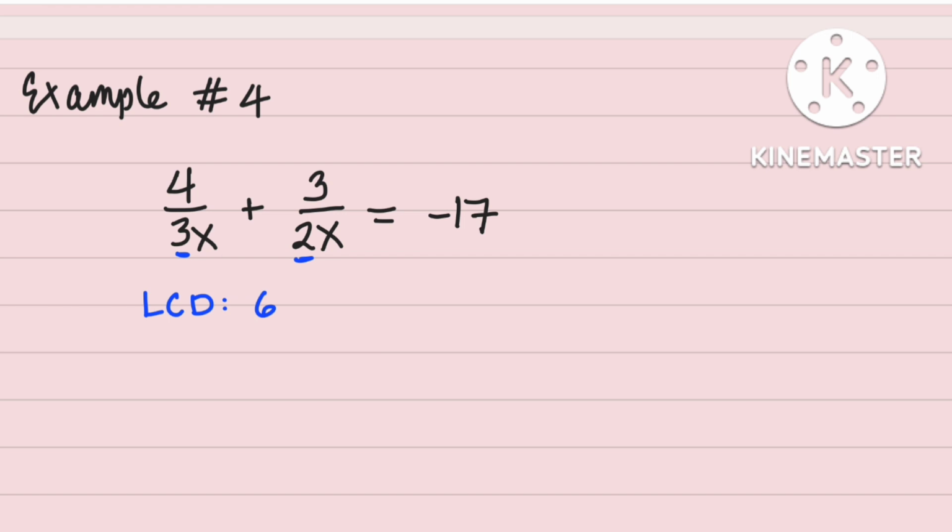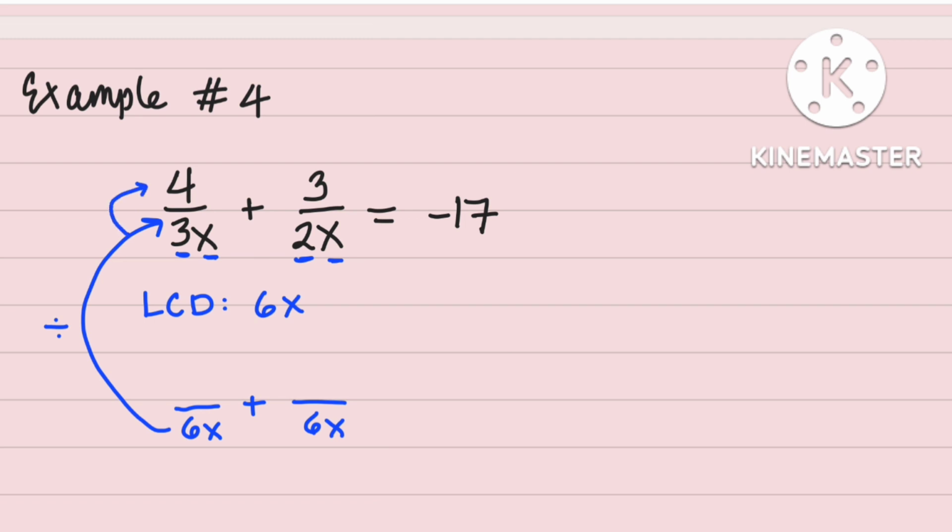6. While if we are going to look at the variables, both x's have the same degree. That's why we are going to take x to whatever their degree. So 6x. And then after finding the LCD, we are going to transform the two fractions that we are adding into new fractions whose denominators are both 6x. And then 6x divided by 3x, that will be 2.